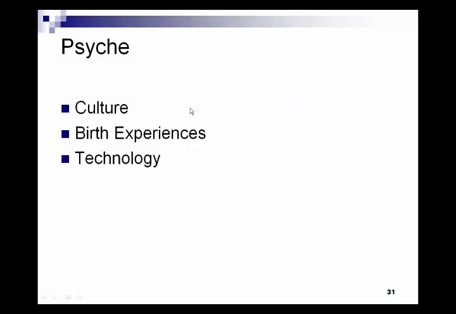Now, the last of the P's is psyche. She has to have a frame of mind for delivery, and what can impact her psyche includes sometimes culture. A woman's culture affects her views of birth and the practices surrounding it. It also shapes the values that people hold, their expectations of the birthing experience, and their responses to the birth. We also have birthing experiences.